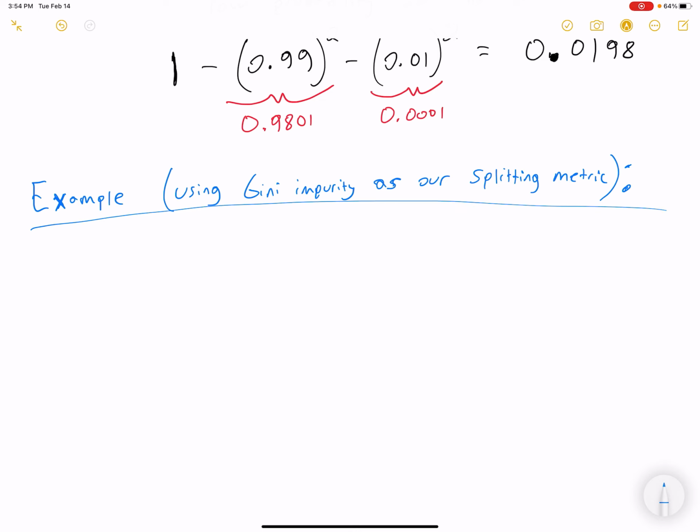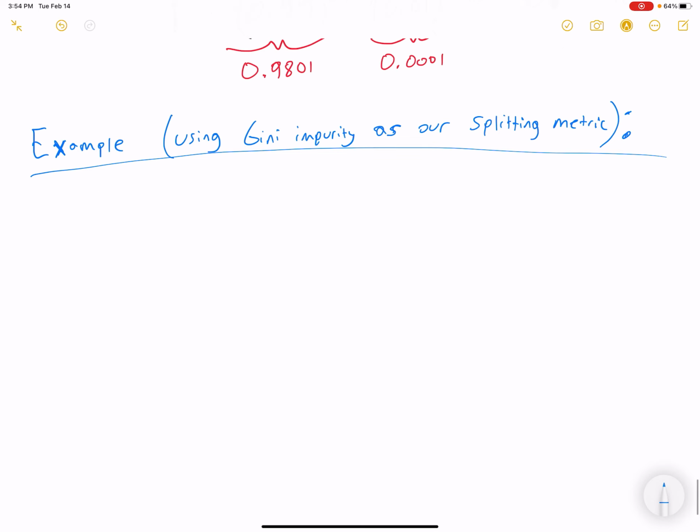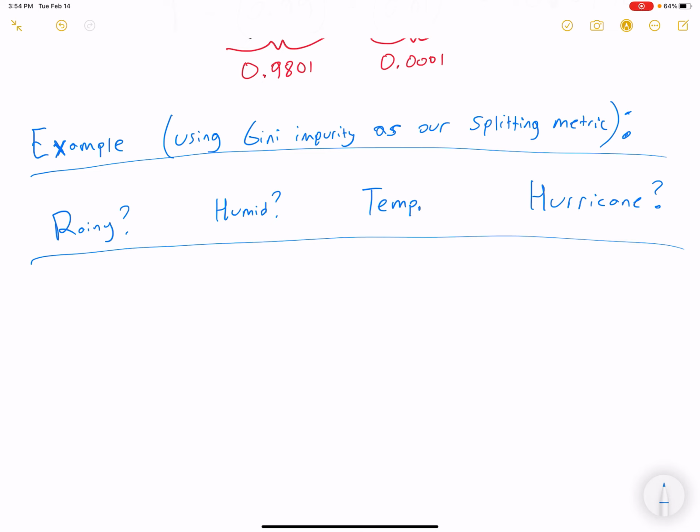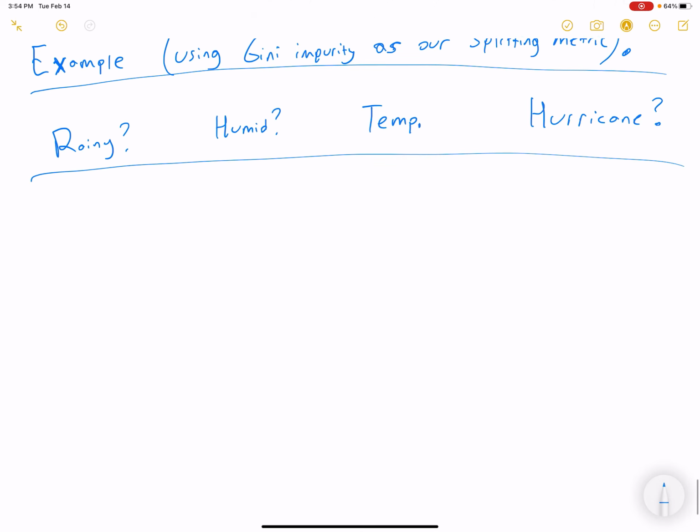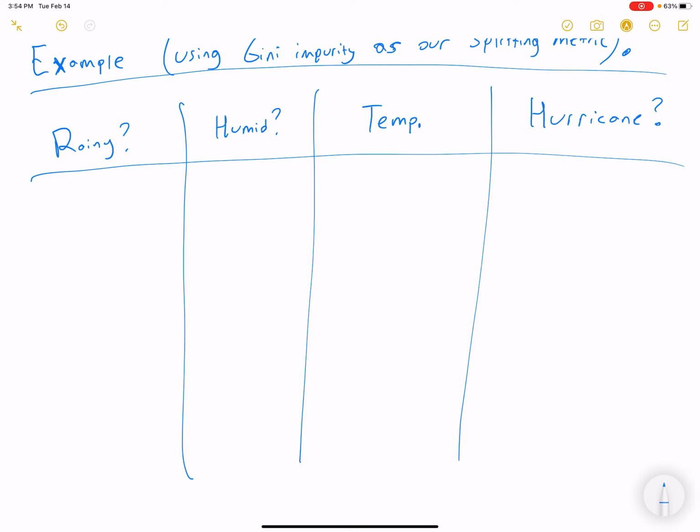So let's say we're trying to do hurricane classification. So let's say we have one feature, is it rainy? Another feature, is it humid? Another feature, what's the temperature? And the label, is it a hurricane? Yes or no? See, not a healthcare example, and still interesting. So I'm gonna fill this out.